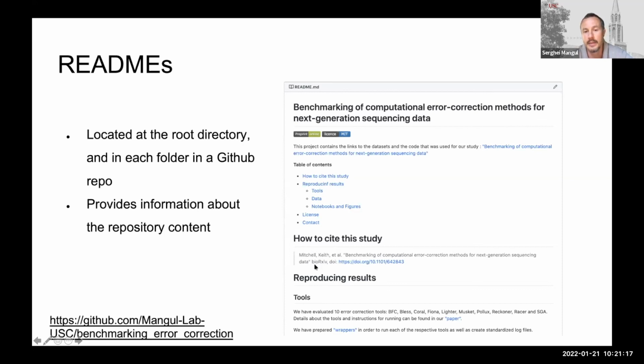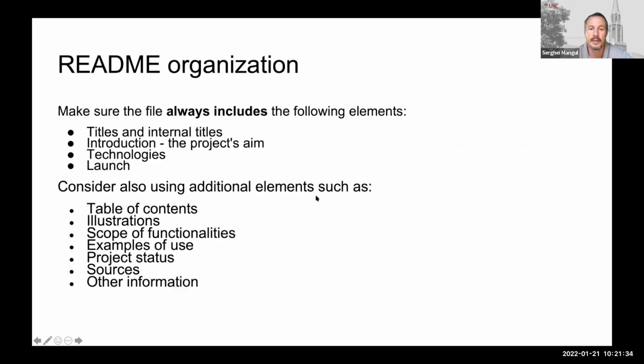But we say how we would cite it, how you would reproduce the results, what we did, whom to contact, all the information people need to know. And then you can notice that we put notebooks and the figures, right? We put the notebooks which need to be run to produce the figures, and we put some data here and some tools we have used. So we try to be as comprehensive as we can.